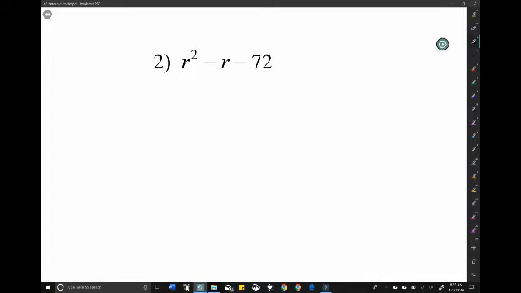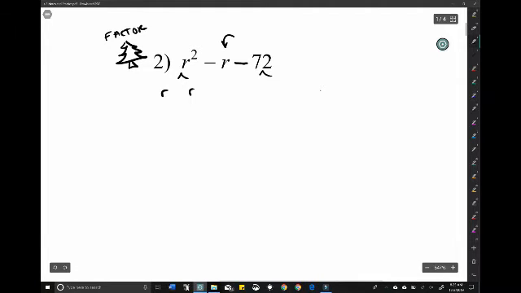Okay, greatest common factors. Moving on to the next type, we're going to be factoring a trinomial. If we think of each of these first and last terms, and we start to write the factors, I like to call this the factor tree method. Christmas coming up, I believe. So factor trees, we're just going to list the factors of r squared, which are r and r. And the key is to find the factors of negative 72 that add to negative 1.